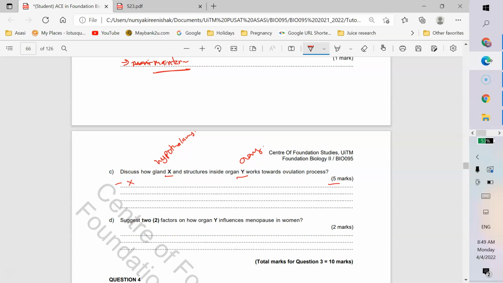Gland X, which is hypothalamus, will release GnRH, which stimulates the anterior pituitary to secrete FSH and LH. FSH and LH. Lepas tu, FSH stimulates follicle growth inside the ovary and aided by the LH. The growing follicle will secrete estrogen and then causes the secretion of FSH and LH level increase. So the increase in this will lead to increase in LH concentration that will causes ovulation to occur. Okay. Betul lah. Okay. Boleh lah.